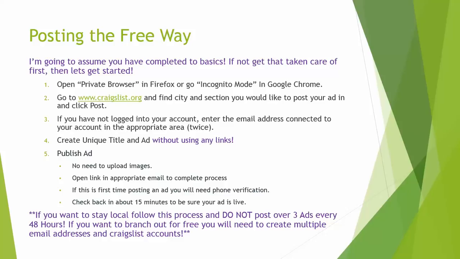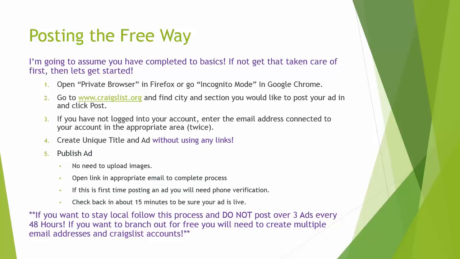So what you want to do to get started is open a private browser in Firefox, or go incognito mode in Google Chrome, which is what you're going to see me do when I get to the demonstration. Once you have the browser open, obviously you're going to go to Craigslist.org. That's pretty self-explanatory. And find the city that you want to post your ad in. This city needs to be in the state that you live in, and ideally a close city to where you're actually posting from.